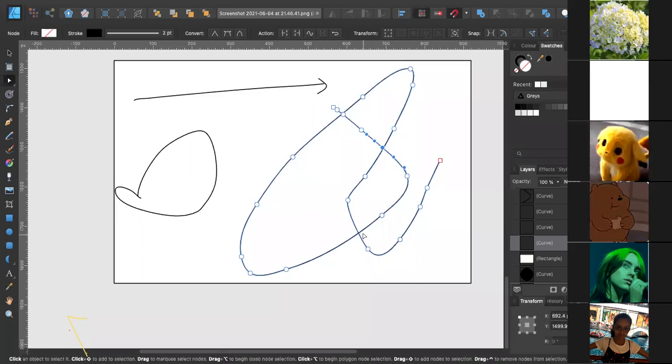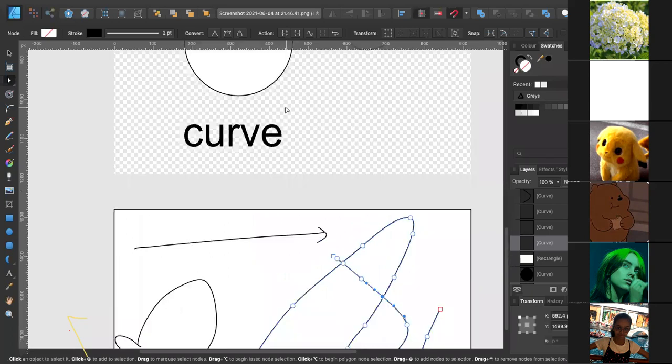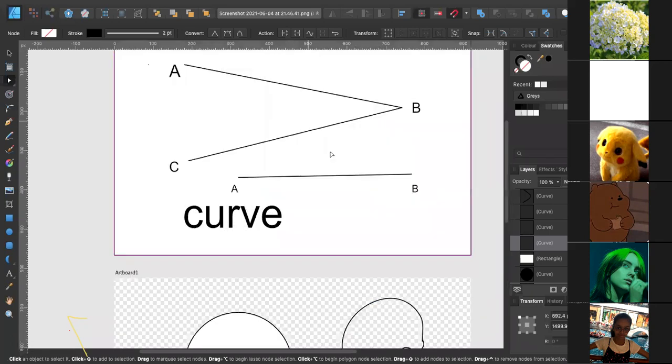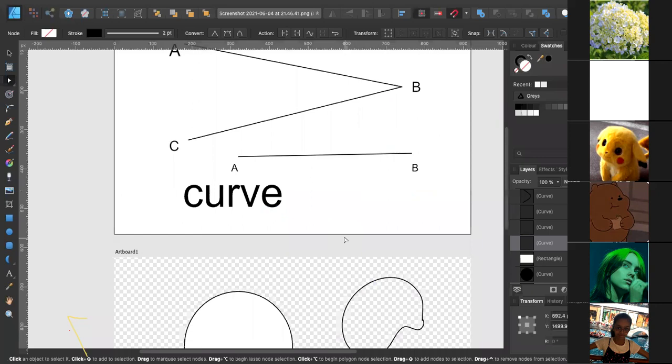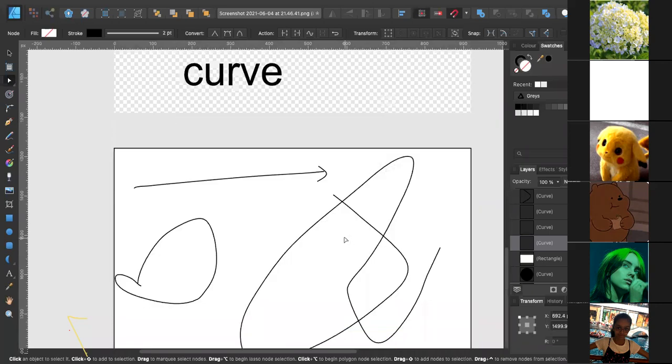So all the curves that are not overlapping each other, for example, this one, this one, this one, this one, and this one, all these are simple curves.